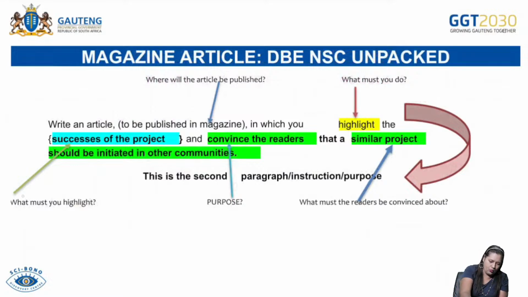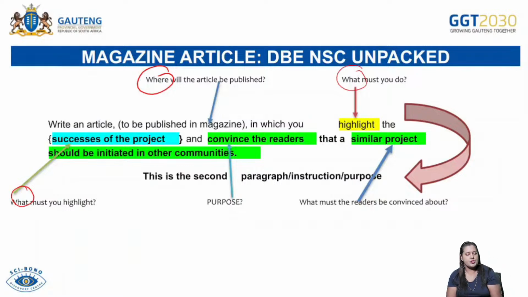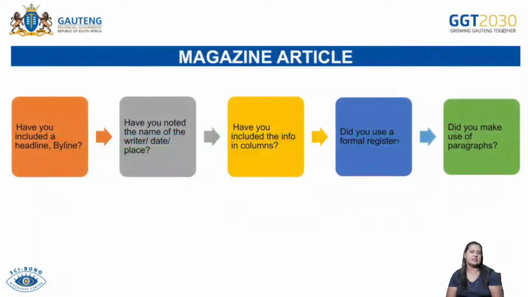So again, what must be highlighted, where, and again, what must you do? So what must you highlight? The success of the project, and why? There should be similar ones. Because you want to essentially convince the readers that we need to have more of these things, or similar projects. And therefore, that is the part there of what must you do, all right? So it's important to establish the purpose and answer those questions.